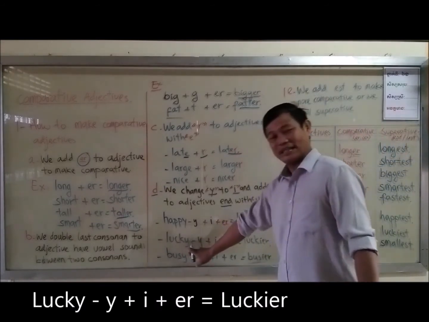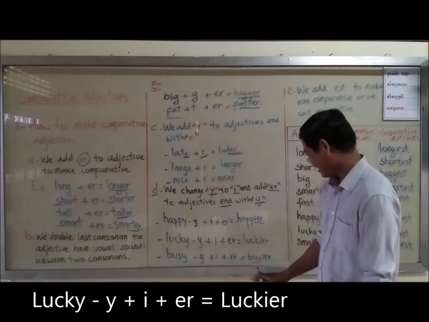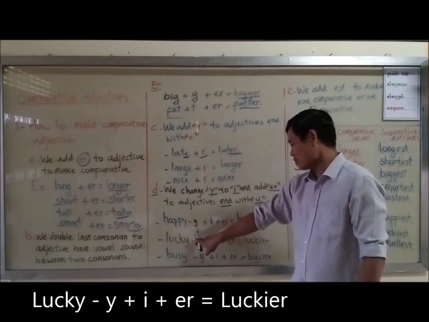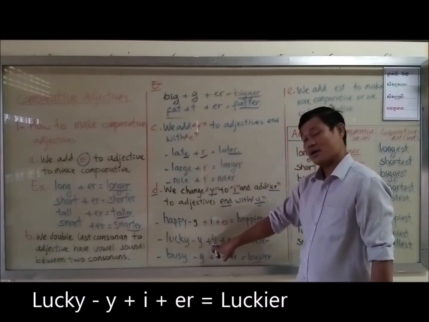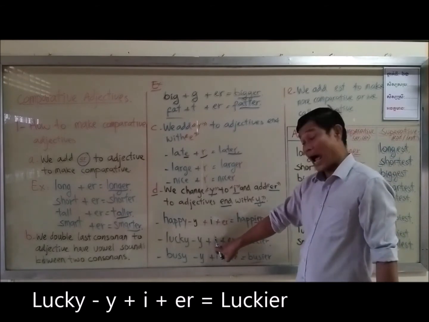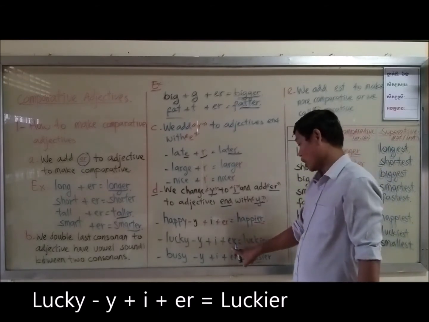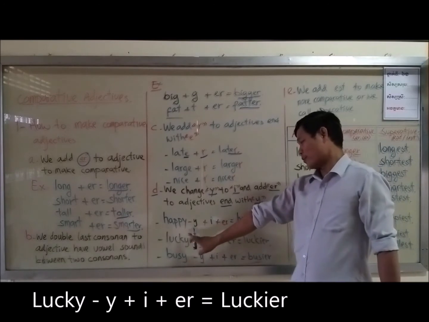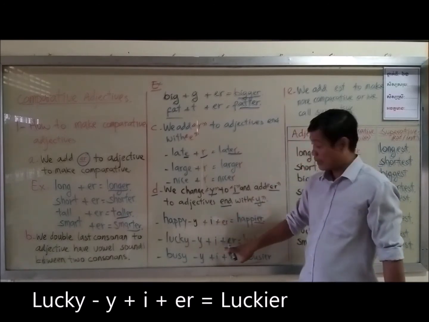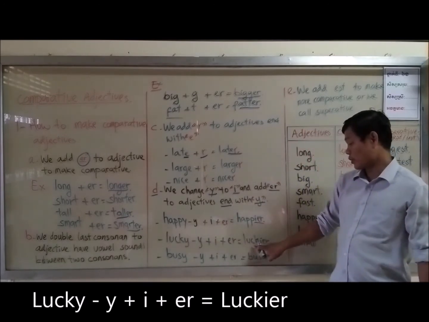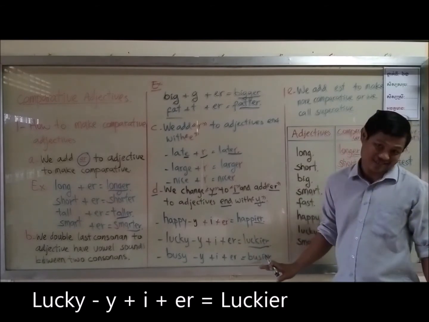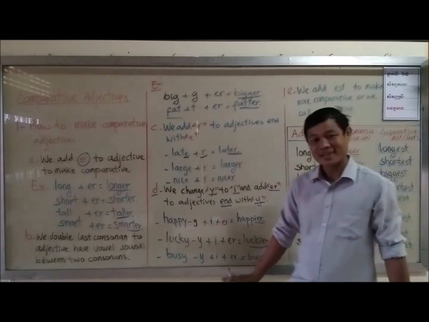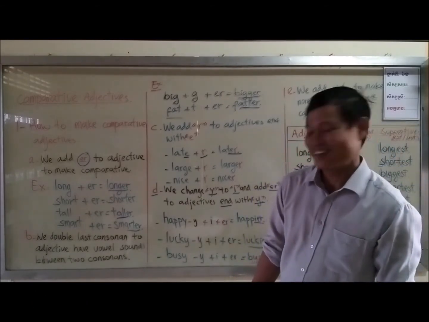Okay, now lucky. You're very lucky. So lucky also, we can drop off Y and we add I plus ER. Drop off Y, add I, add ER equals luckier. Can you say luckier?